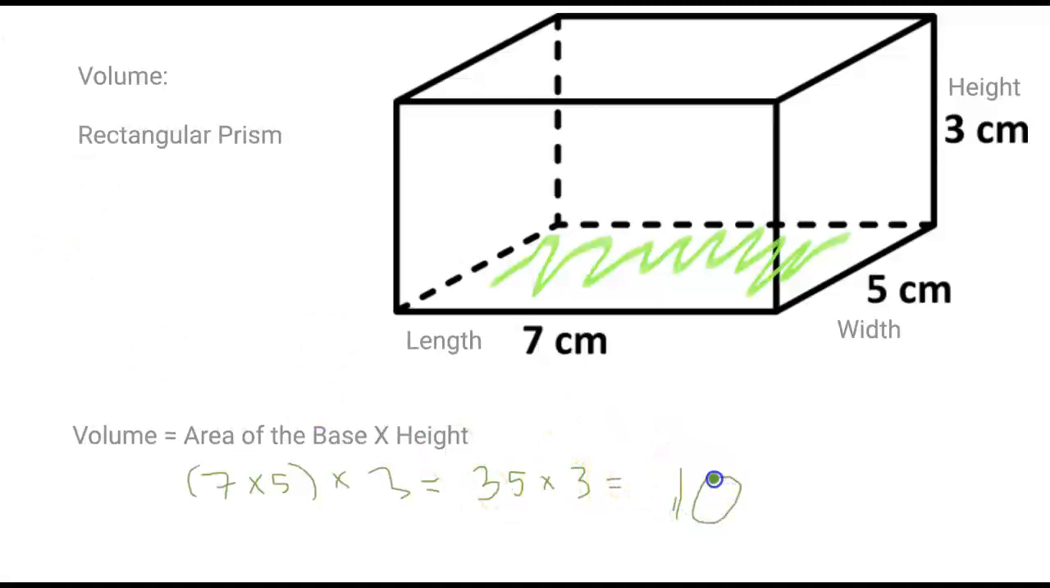And 105 cubic centimeters is the volume of this rectangular prism. And I put a little exponent 3 above my units, and that tells me that I have cubic units.